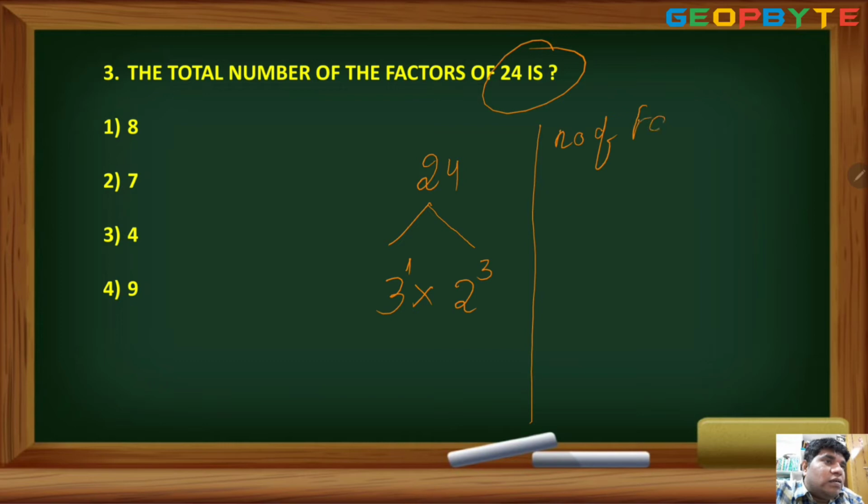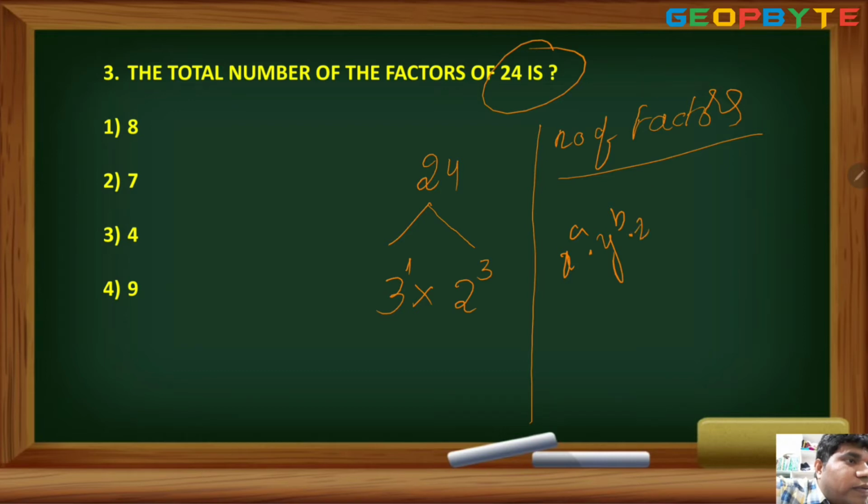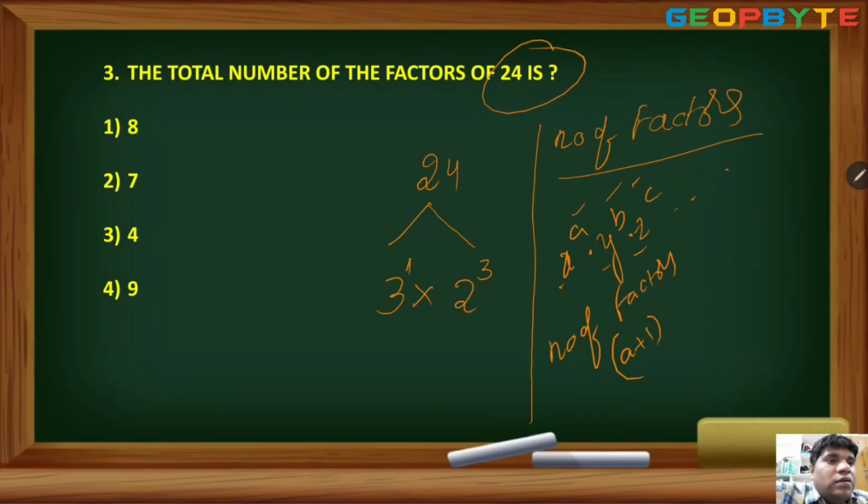Number of factors: x power a into y power b into z power c. Here x, y, z are prime numbers, prime factors, and a, b, c are the powers. Then the number of factors is a plus 1 into b plus 1 into c plus 1, and so on. This is the number of factors.